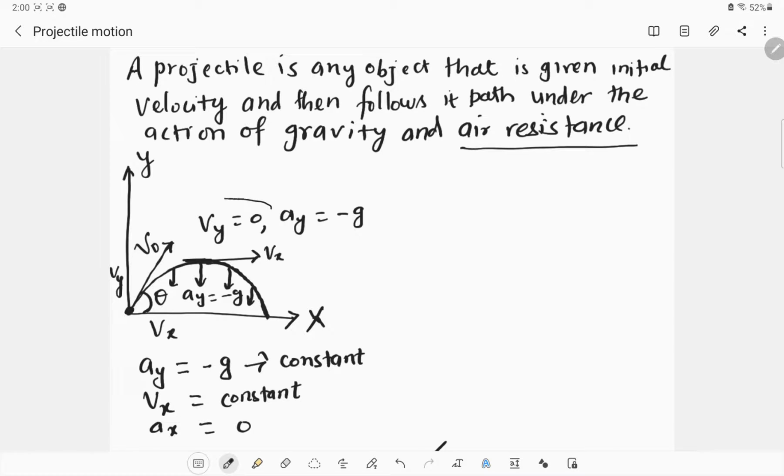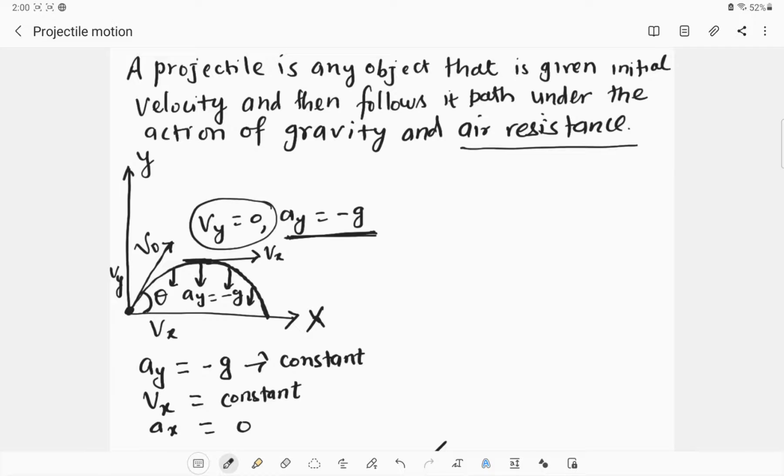So at this point, which we can call the maximum height attained by the projectile, the vertical velocity vy will be zero. However, the vertical acceleration will still be g. So this is the description of the projectile motion.